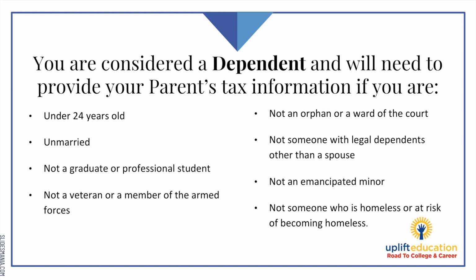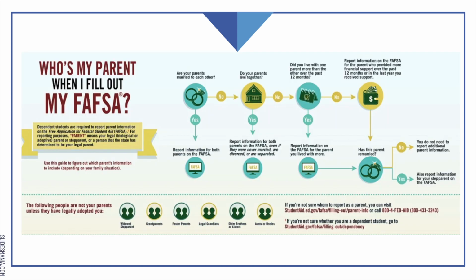Now, I know that this is sometimes confusing because it's sometimes not as simple as, yes, I live with mom and dad. So this is an incredible resource right here. It's available on the student aid website where it walks you through a very easygoing chart. So are your parents married to each other? Yes, you will report both of them on the FAFSA. No. Are they living together? Yes, you will report both of their information on the FAFSA.